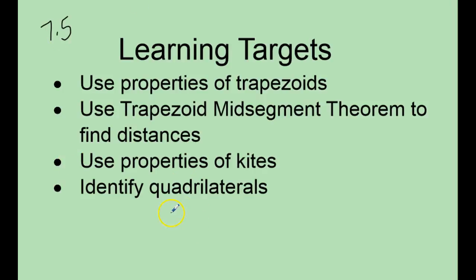And again, on page 402 is a nice chart that helps us to identify different quadrilaterals. So now that we've gone through this, please go ahead and start working on the homework for 7.5.